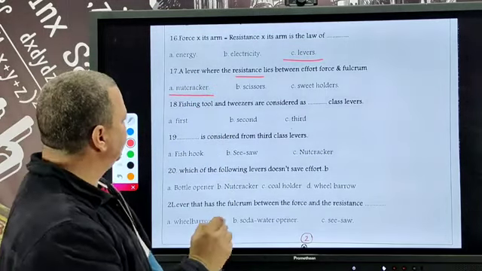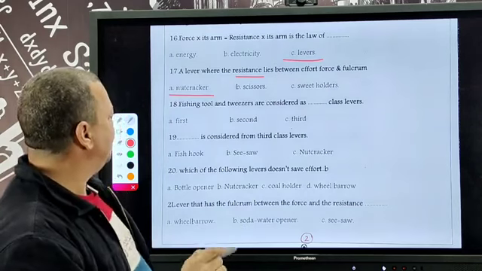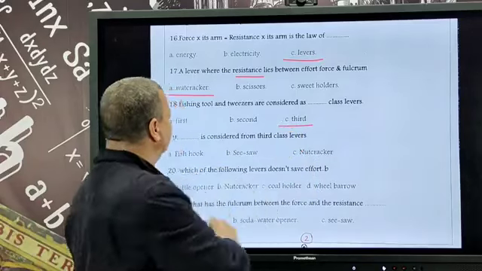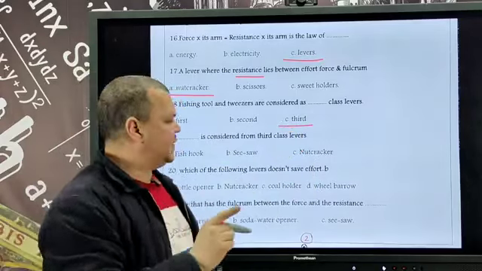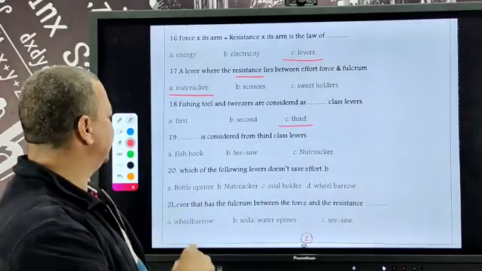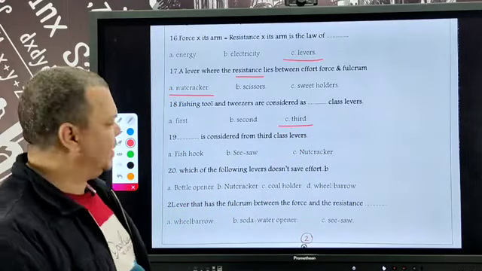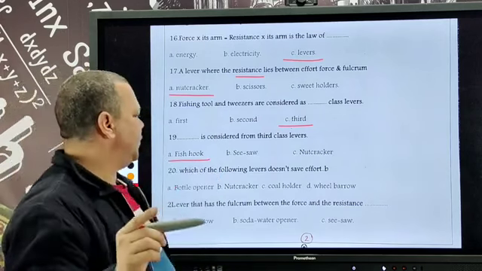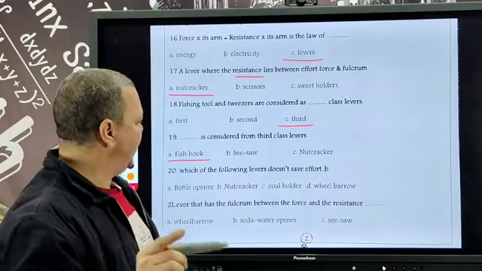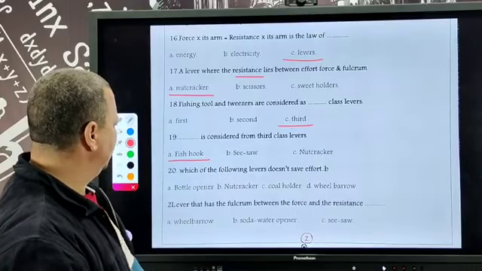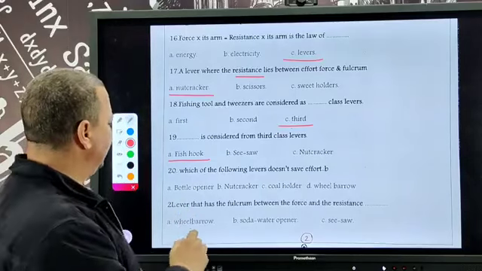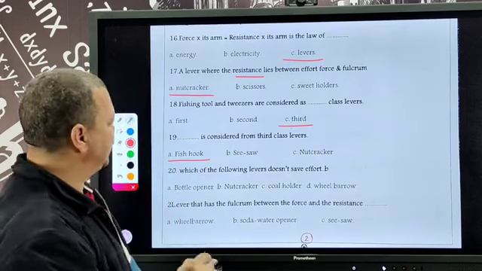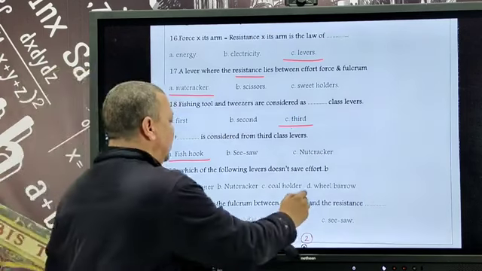18: fishing tool and tweezers are considered from. اكيد الاثنين example للثيرد كلاس ليفرز. Question 19: space is considered from third class levers. طبعا الفishing tools او الفishing hook. Number 20: which of the following levers doesn't conserve effort or doesn't save effort. طبعا اكيد هنا a third class lever او if the arm of force is smaller than arm of resistance. بس هنا نلاقي طبعا الثيرد اللي هي example ليها cool holder.